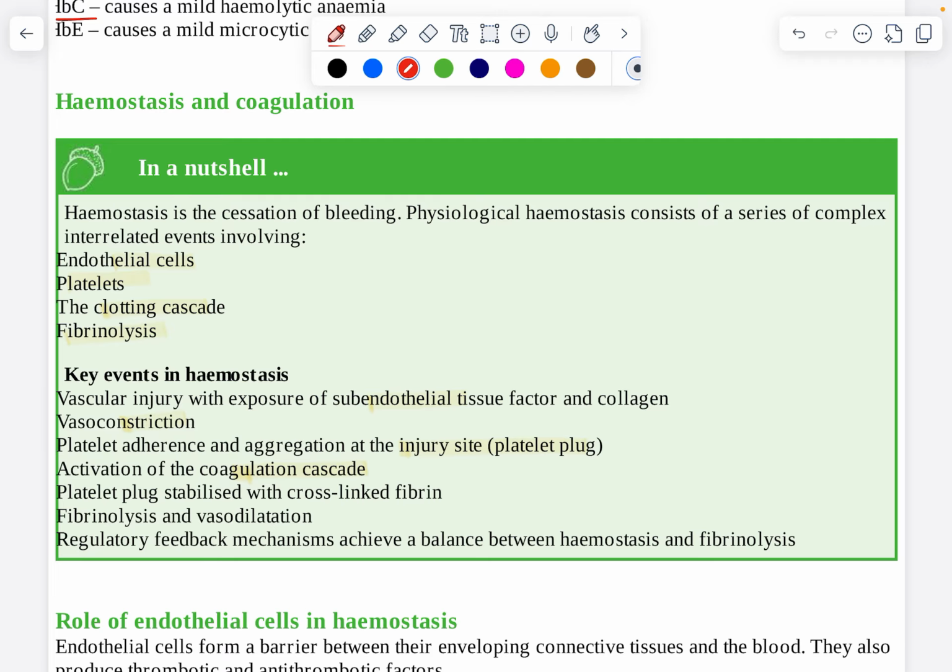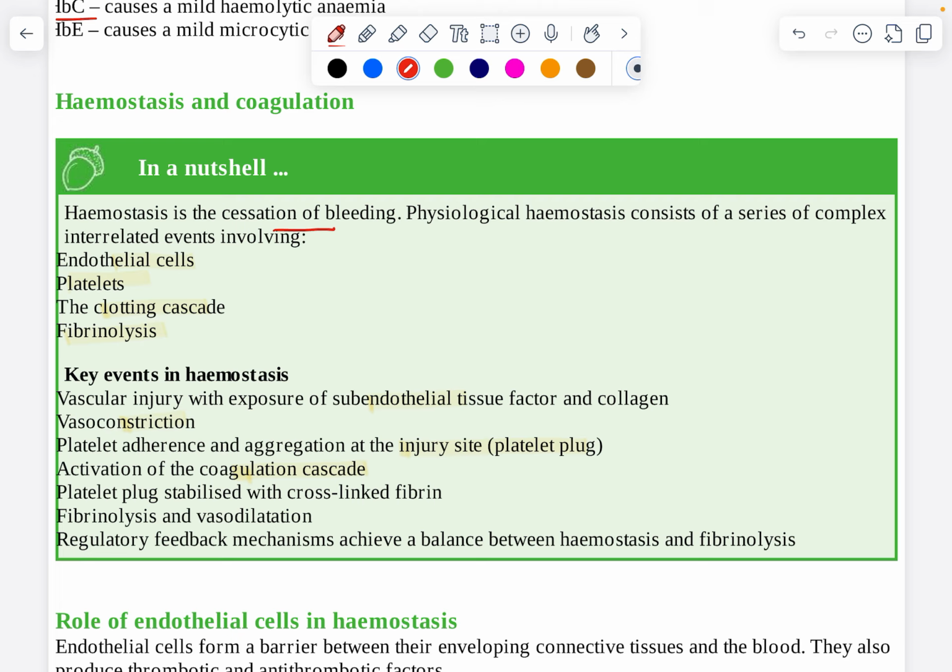So let's continue with part 3 of physiology for MRCS. This is an important topic, hemostasis and coagulation. Hemostasis is control of bleeding and coagulation is clotting of the blood. Physiological hemostasis consists of a series of complex events that happen to control bleeding whenever there is trauma or injury.